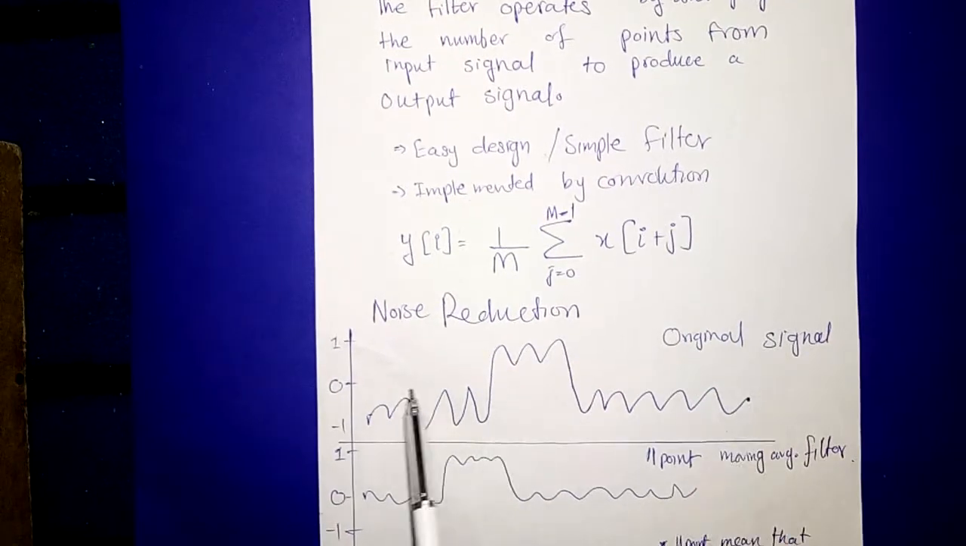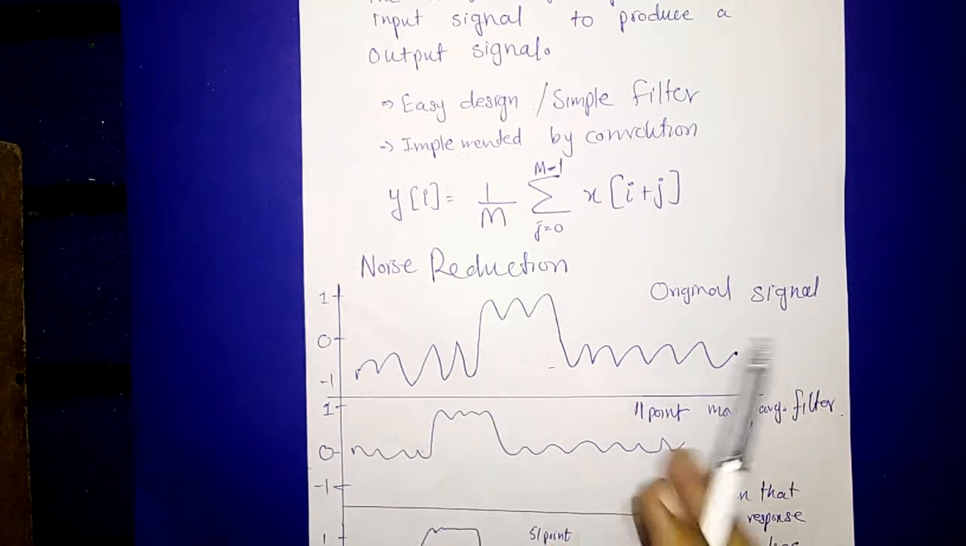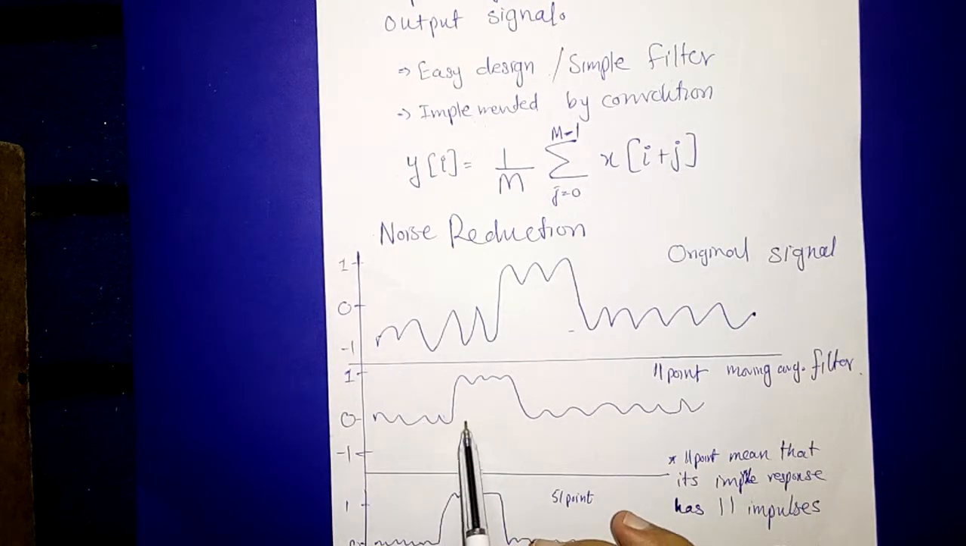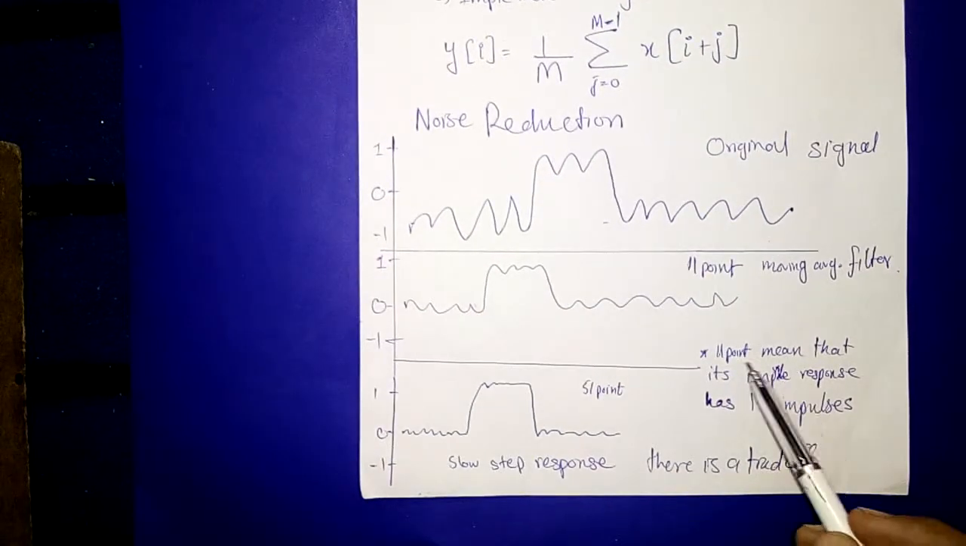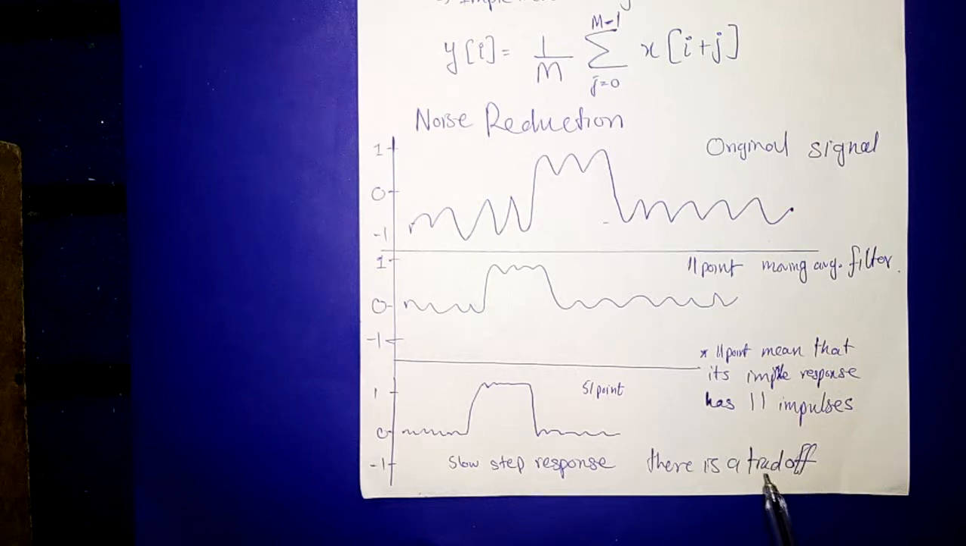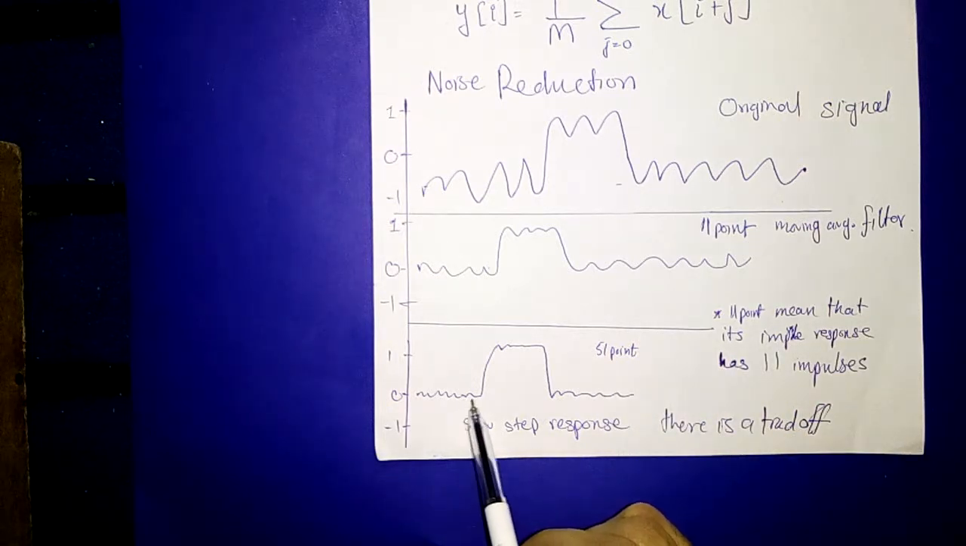So what are their uses? They are used for noise reduction. For example, if the original signal is noisy and we apply an 11 point moving averaging filter, it will average 11 points across the crests and troughs and provide us with a rather smooth output. 11 point means that 11 pulses were used in the impulse response h of n. If we apply a 51 point moving averaging filter, then our result will be quite smooth, but we will have to experience a slow step response.